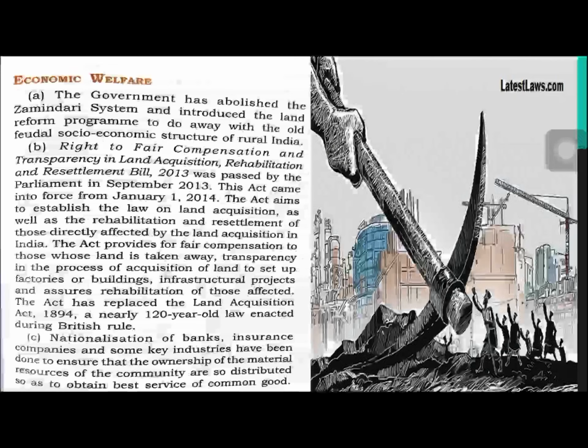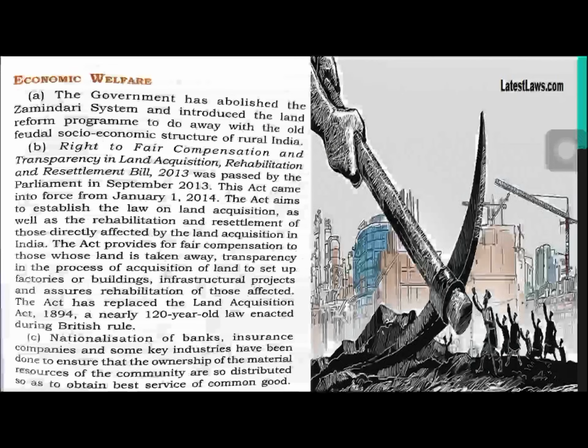The second one seems a little complicated, but please listen carefully. I'm sure you will understand. Do not get scared by the name, because it's a long name. This is the Right to Fair Compensation and Transparency in Land Acquisition, Rehabilitation and Resettlement Bill, 2013. This bill was passed in 2013, and there are 3-4 words which you need to understand.